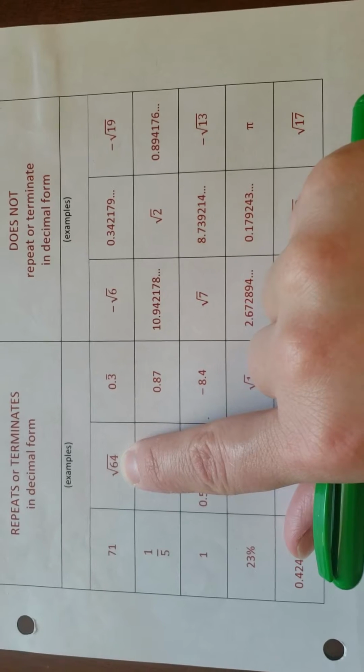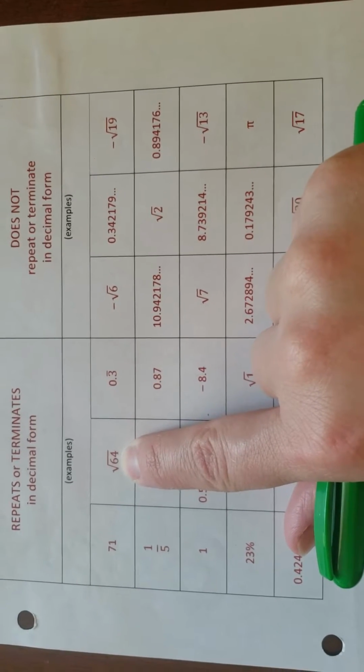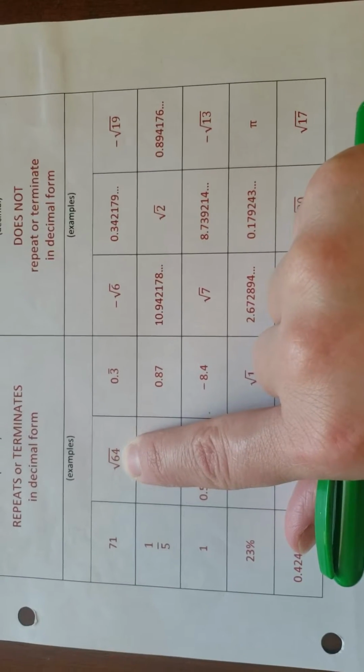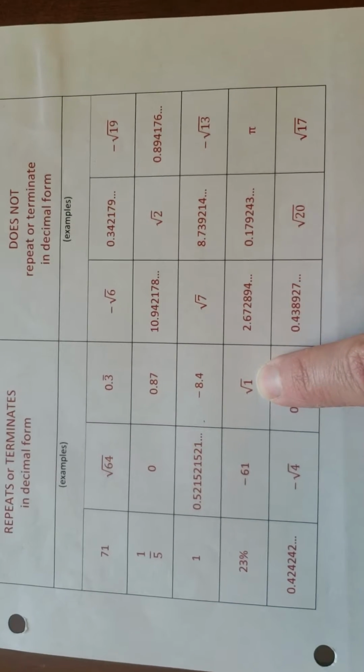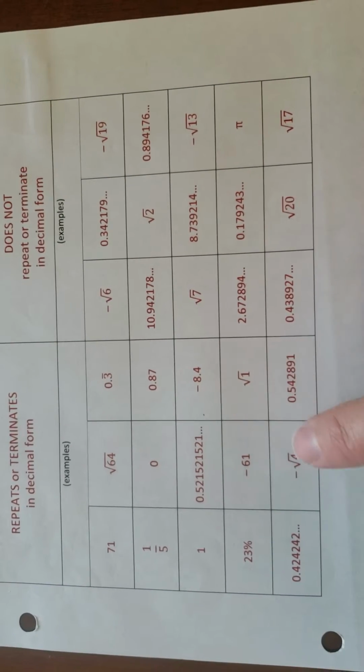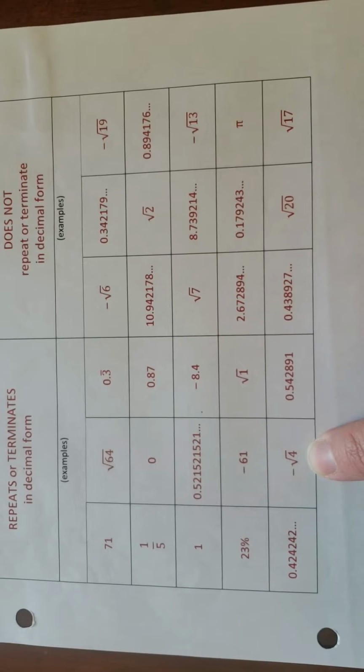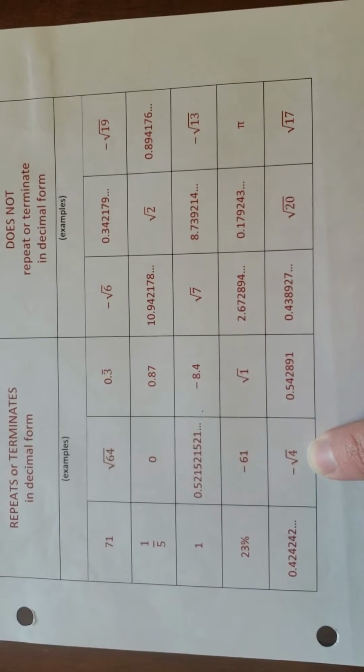8 can be a fraction then, 8 over 1, so it's rational. 1 can be a fraction, 1 over 1, so therefore it's rational. 2 can be written as a fraction, 2 over 1, which is rational.